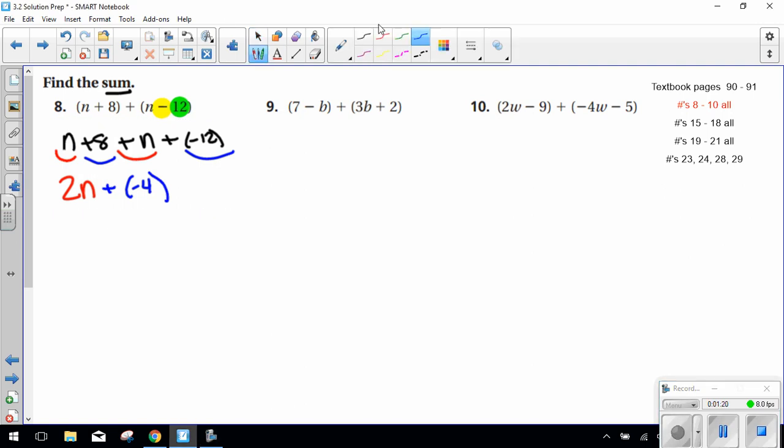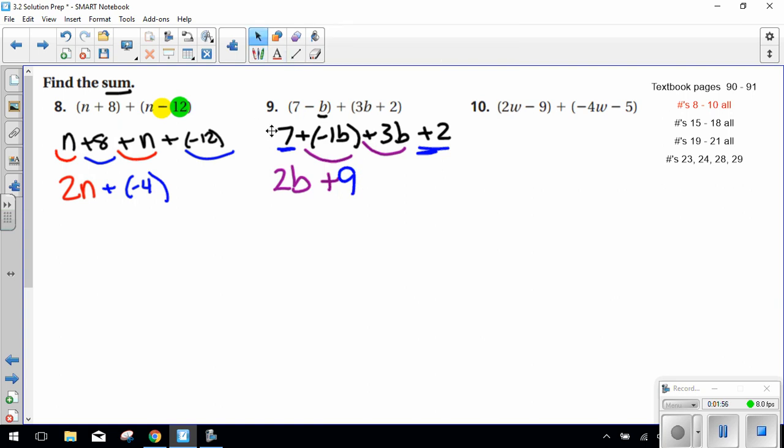Okay, let's take a look at number 9. Number 9, I have 7. I'm going to change this to plus, and I'll make this negative 1b plus 3b plus 2. So I am adding these two parentheses. I can't do anything in each of them, so I'm able to break the parentheses apart. So I'm going to take negative 1b and add 3b to get 2b plus, I'm going to take 7 and add 2 to it to get 9. So here is my solution to number 9.